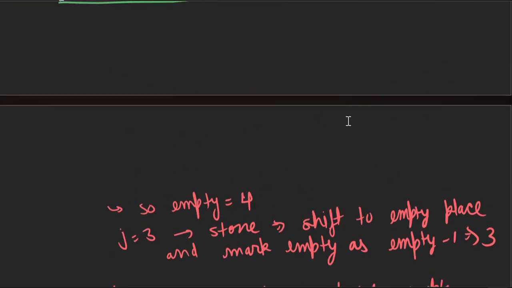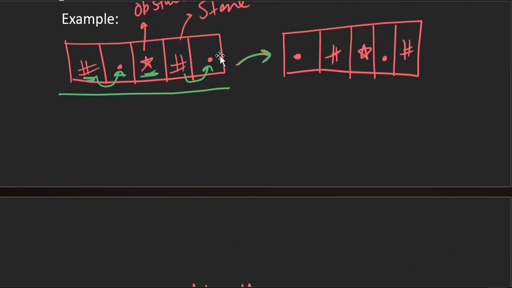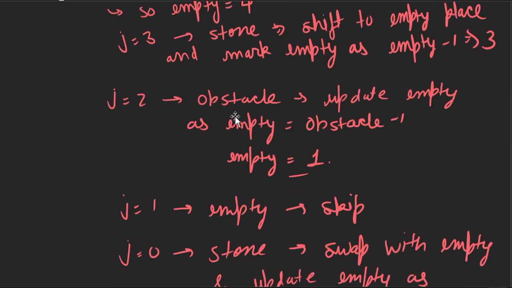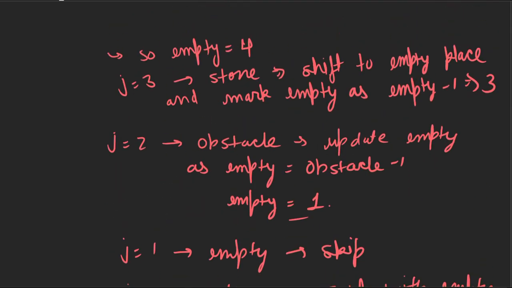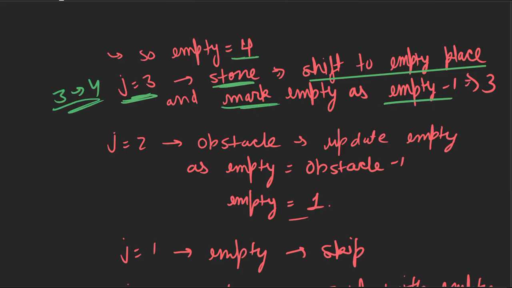So initially we mark empty is equal to this place, we mark empty is equal to 4. Then at j is equal to 4, empty is there, so we skip. And then we move to j is equal to 3. At j is equal to 3, stone is present, so we shift this stone to the empty place, that is we shift stone from 3 to 4, right? And then we mark empty as empty -1. Now our empty will be updated to 3, right? Then we move to j is equal to 2.